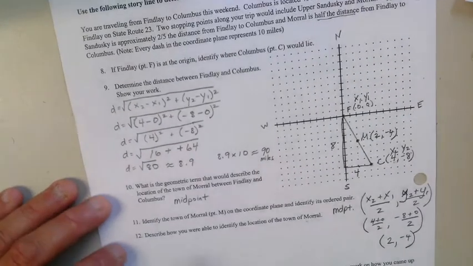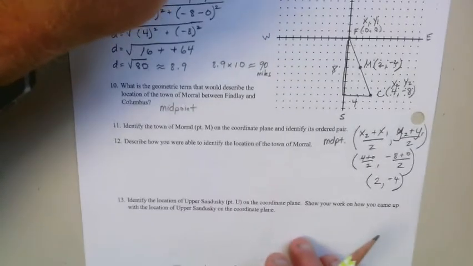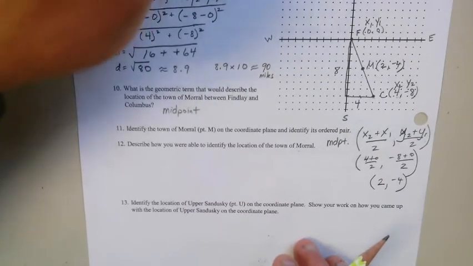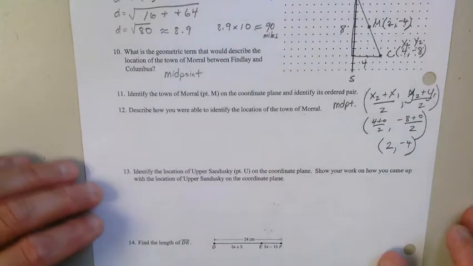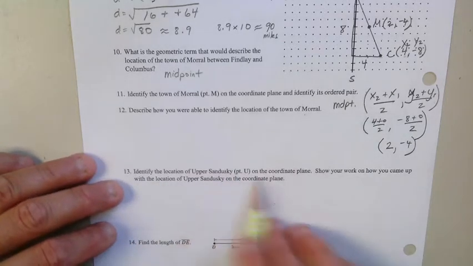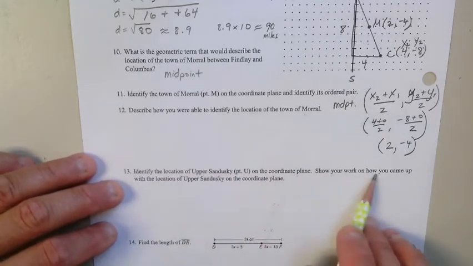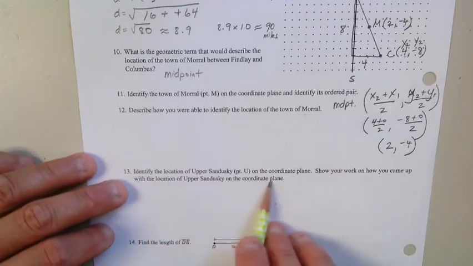So you could talk about the fractional distance being half the rise and half the run, or you could end up talking about how you use the midpoint formula. Okay, just to say I've got the midpoint formula. All right, the next one, identify the location of Upper Sandusky, point U, on the coordinate plane. Show your work on how you came up with the location of Upper Sandusky in the coordinate plane.